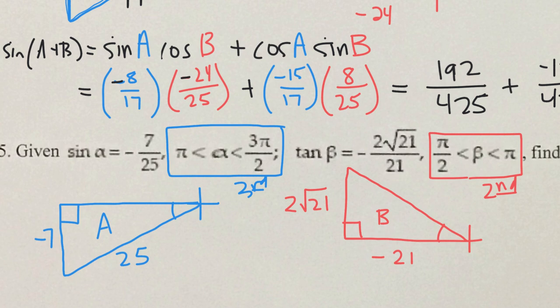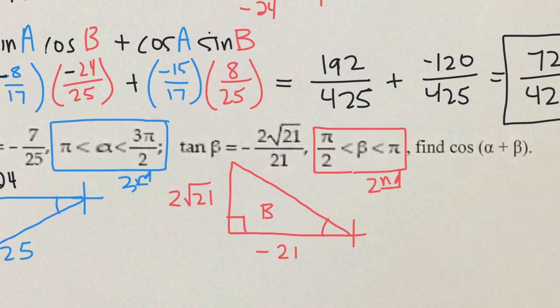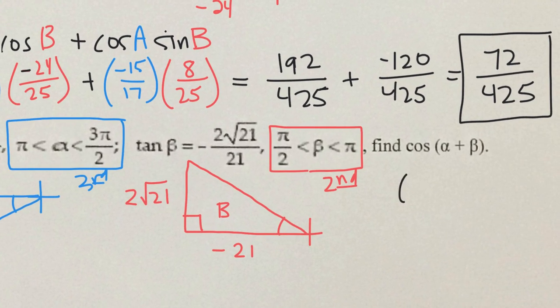There we go. So using the Pythagorean theorem on triangle A, I know that this will be a negative 24. Because a 7, 24, 25 triangle, we just had that up above. So remember, in the third quadrant, the x value is going to be negative. The Pythagorean theorem won't tell you that. You have to know that. And on this one, oh my goodness, 2 root of 21. So we have 2 root 21 squared plus 21 squared equals c squared.